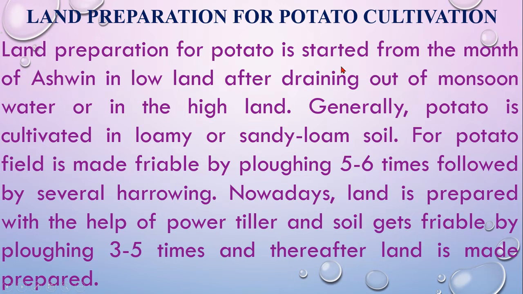Land preparation for potato starts from the month of Ashwin in lowland after the monsoon water drains out, or in the highland. Generally, potato is cultivated in loamy or sandy loam soil. For potato, the field is made friable by plowing or tillage 5 to 6 times, followed by several harrowing. Nowadays, land is prepared with the help of a power tiller, and soil gets friable by plowing 3 to 4 times, and thereafter the land is prepared.